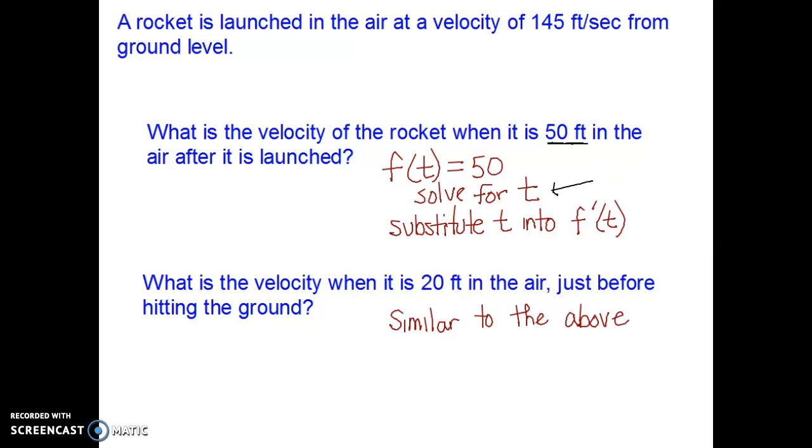The last question on this slide, what is the velocity when it is 20 feet in the air just before hitting the ground? That one's similar to above.